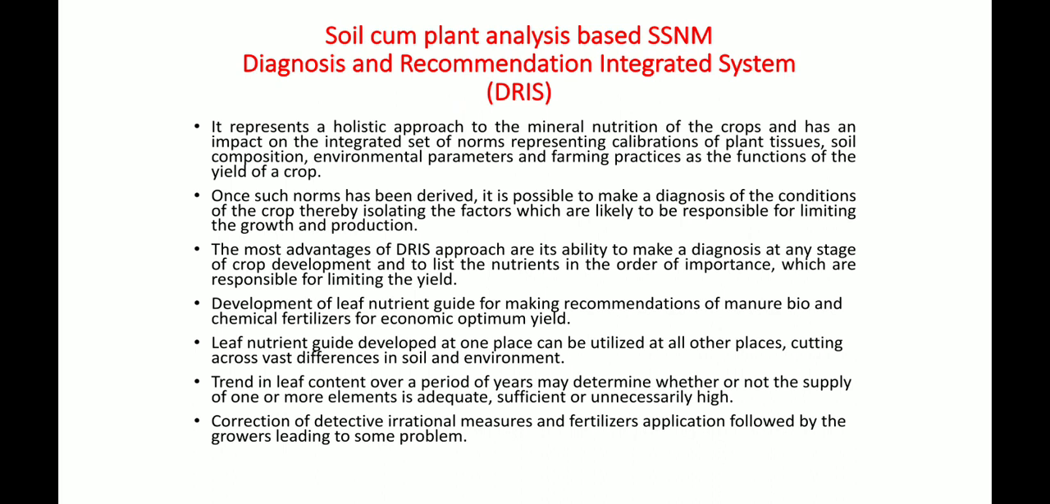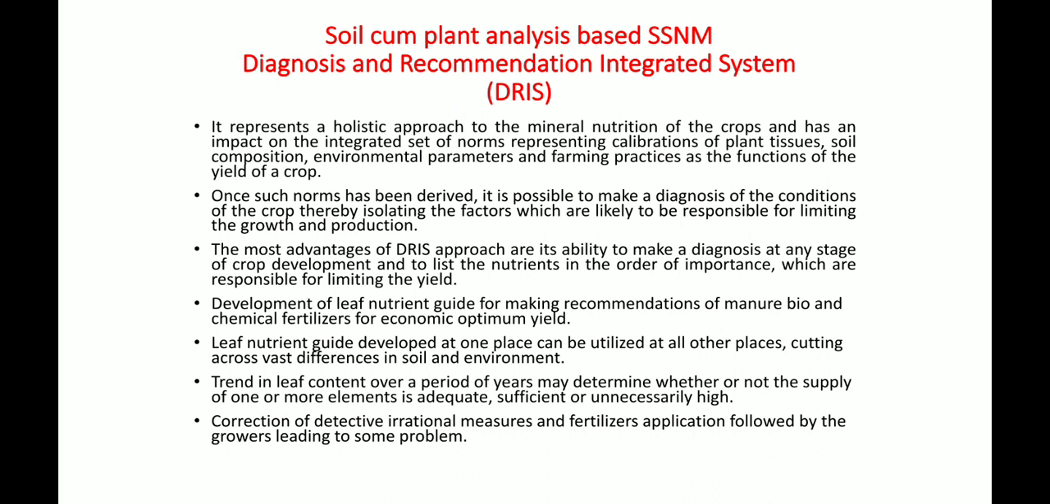This is the soil cum plant analysis based SSNM used in the DRIS. You know the DRIS approach, where the nutrients can be diagnosed at any stage of the crop development, and which nutrients are important and responsible for limiting the yield. With the development of leaf nutrient content or analysis of plant samples, we will know the recommendations as per the test values, and which chemical fertilizers or organic fertilizers will be required for getting the optimum yield.